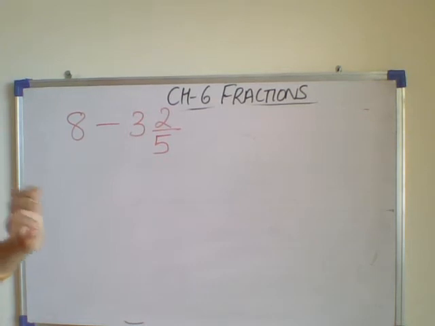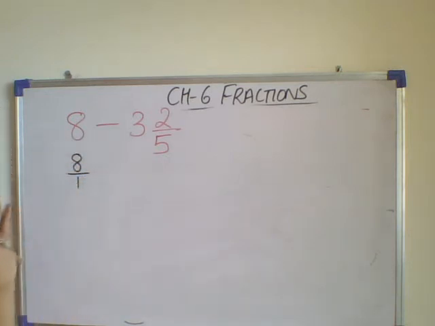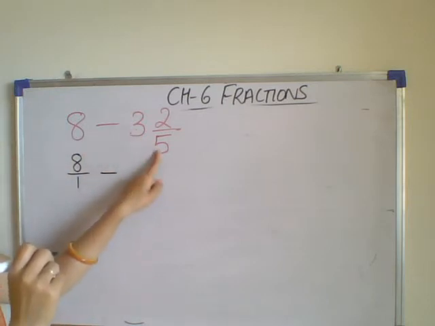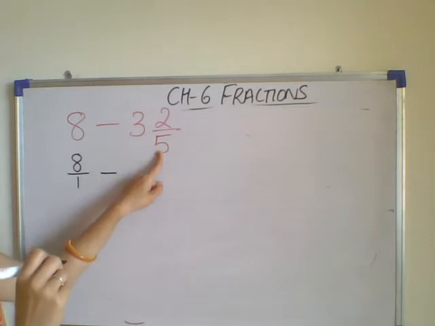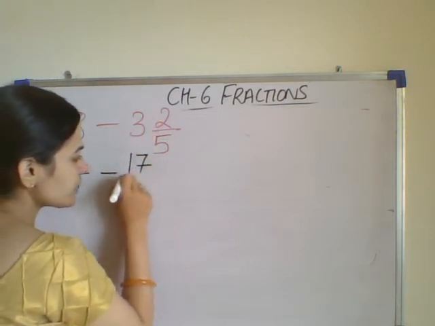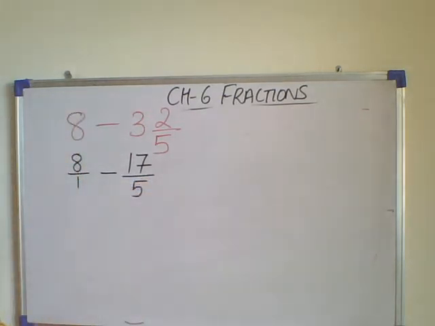So how will I be subtracting it? 8 is there. I can write 8. In the denominator I can write 1. Yes. Minus 3 5s are 15, 15 plus 2 is 17. I can write this as 17 upon 5. Now we can do the subtraction of these two fractions.